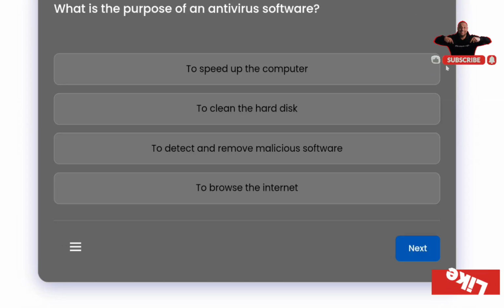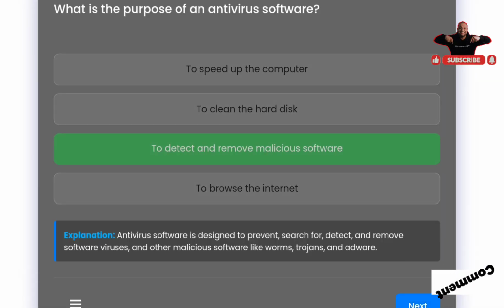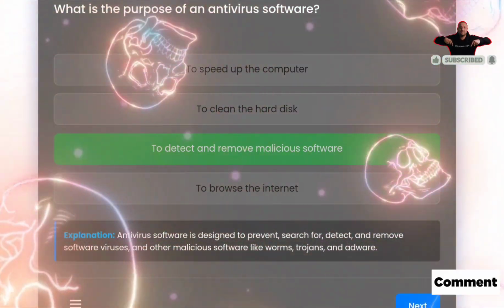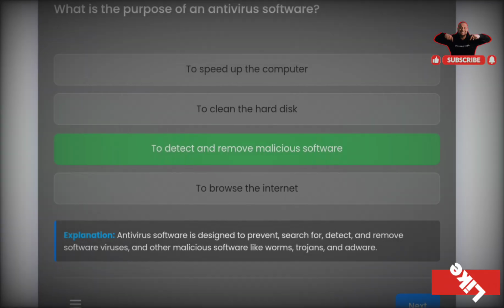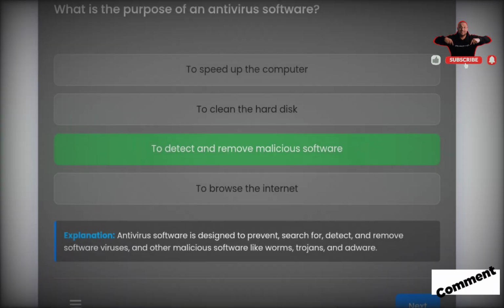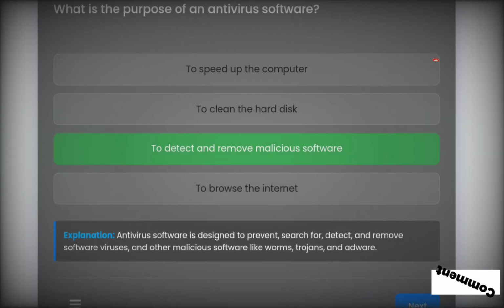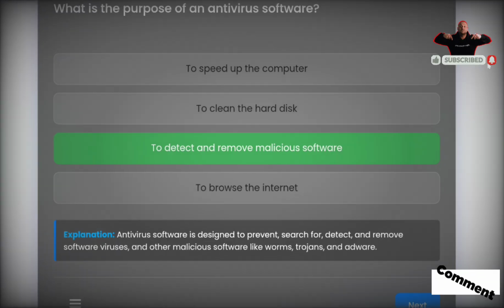What is the purpose of an antivirus software? Antivirus software का काम क्या होता है? वो होता है to detect and remove malicious software. Antivirus software is designed to prevent, search for, detect or remove software viruses and other malicious software like worms, trojans and adware. Okay.